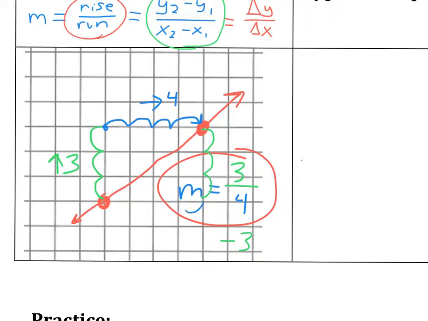Now this one now goes left 1, 2, 3, and 4. Left 4. Does that change my slope? No, because negative divided by negative is still positive. So notice that you can interpret slope in two different ways, in the positive direction or in the negative direction. Going up 3, right 4 is the same as going down 3, left 4.